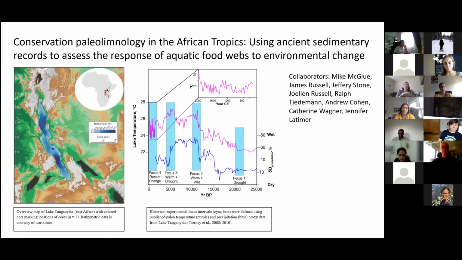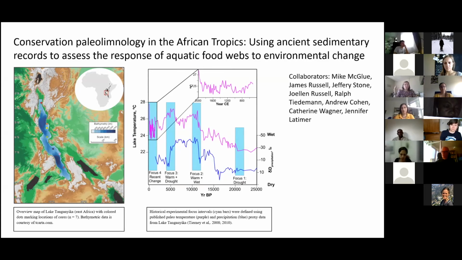Moving to thinking about the future, this is a collaborative effort between me and many colleagues who've been working in East Africa for a long period of time. What we would like to do is take a suite of cores that really focus on different time periods in Lake Tanganyika's history. On the right-hand diagram, this is some published data on temperature and the degree of moisture in the region.